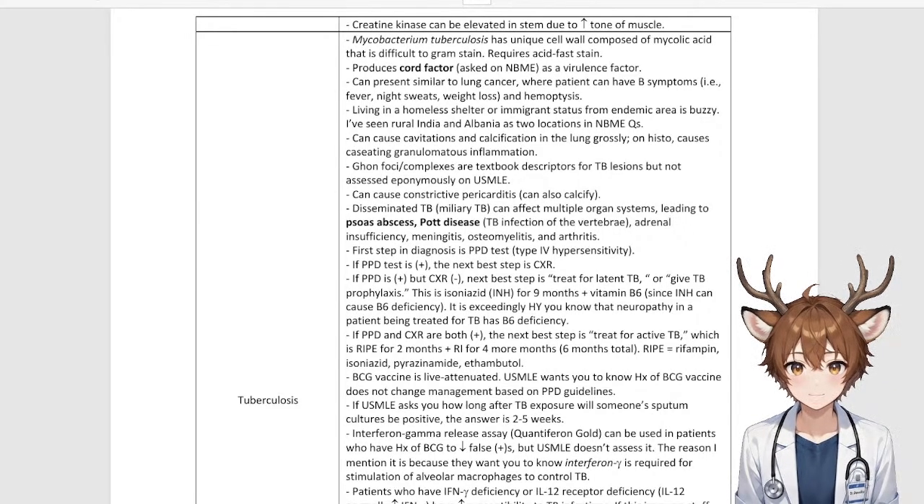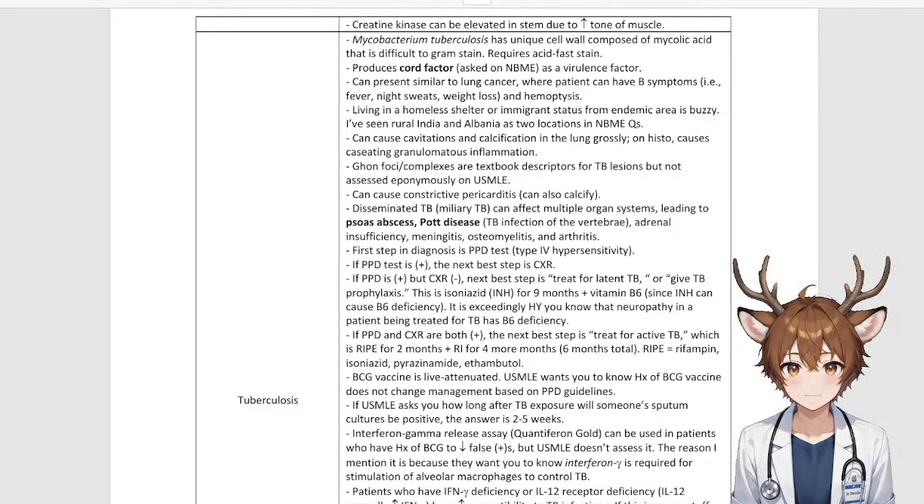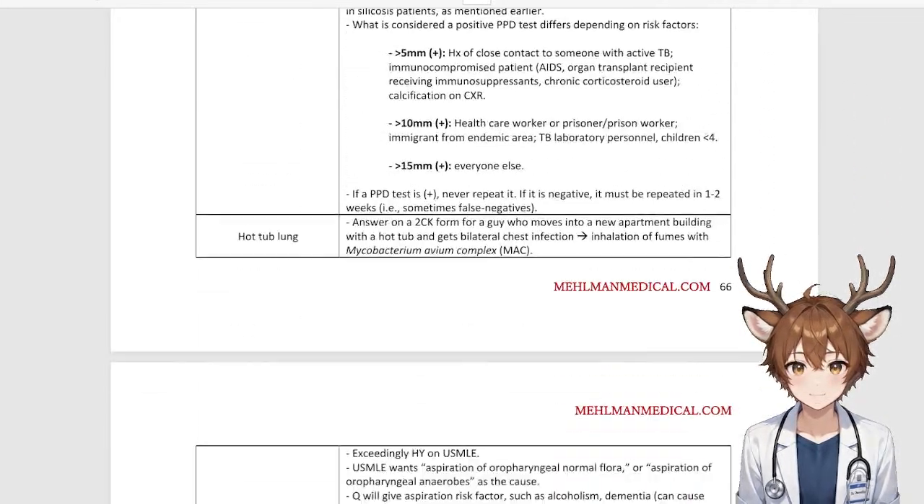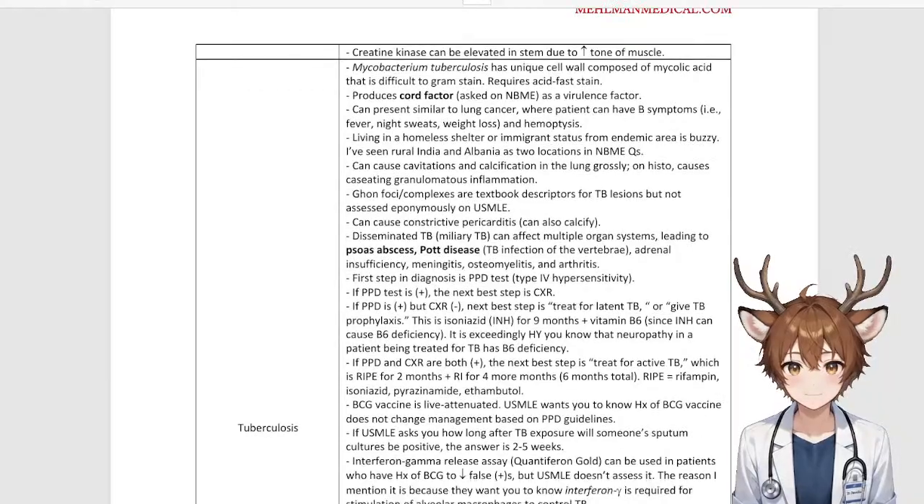Okay, I'm back. Let us continue with tuberculosis, which is a heavy one. Yep, yes, it's a lot.